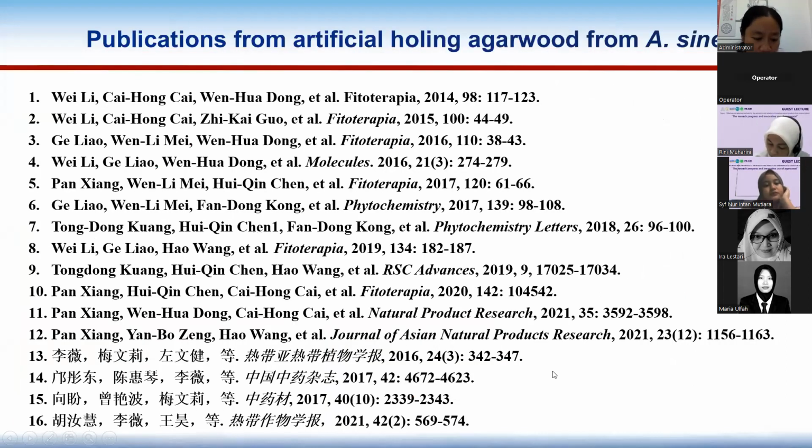And for the compounds from the artificial Huiqin agarwood, until now we have published 16 papers. Here is a list of the papers.